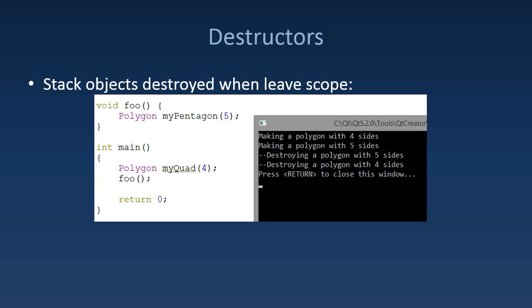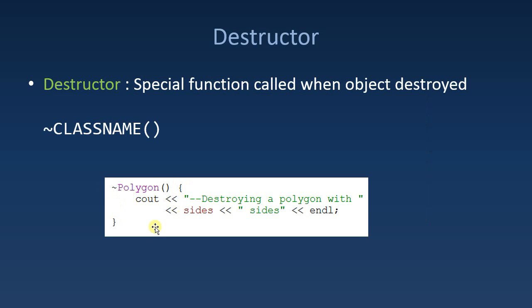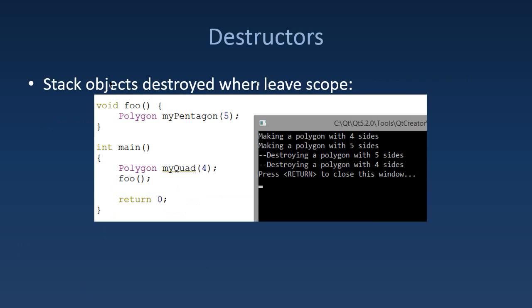So I write myself a polygon class, it has this destructor that prints out destroying a polygon, and I run this code. So main starts up, makes a polygon my quad with 4 sides. I call foo, so we go off to foo, we make a pentagon with 5 sides, we exit foo. Well, when we exit foo, we're going to lose this variable. And this pentagon, this polygon, has been allocated on the stack, right? I never said new. So it's going to go away. It's going to be destroyed automatically. And here's the message I get.